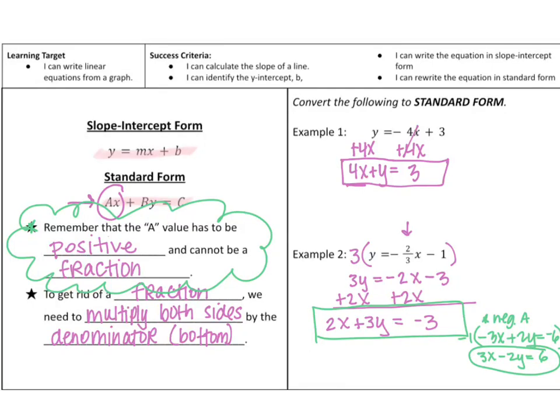Here's our second part of our 3.1 video. We learned in the last video how to convert from slope-intercept to standard form by putting both x and y on the same side and realizing that the a value has to be positive and it can't be a fraction. So let's use what we learned in that last video. Hopefully you still have your notes.